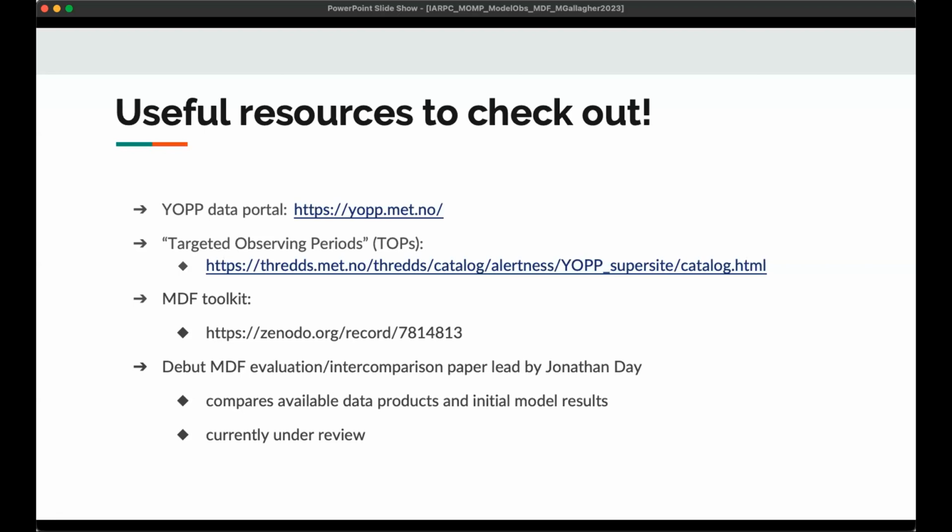And we have a few papers out for publication that are under review at this exact moment. There's been a model evaluation led by Johnny Day. I'm writing a publication to describe the specification and the data sets. And we've also published a few analyses of the targeted observing periods.